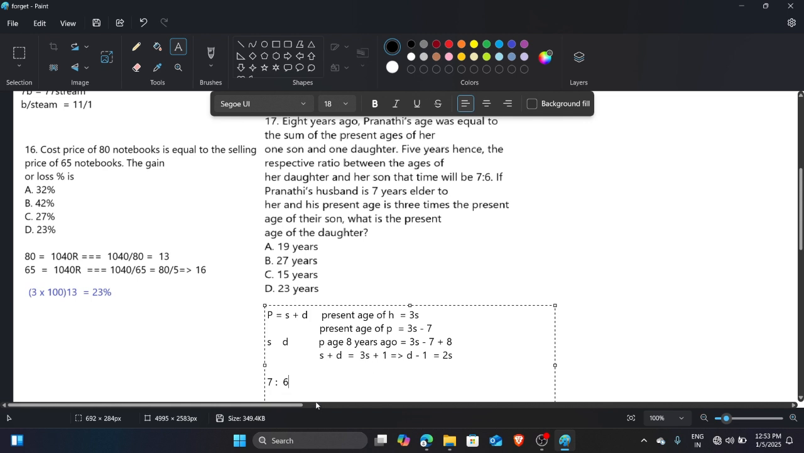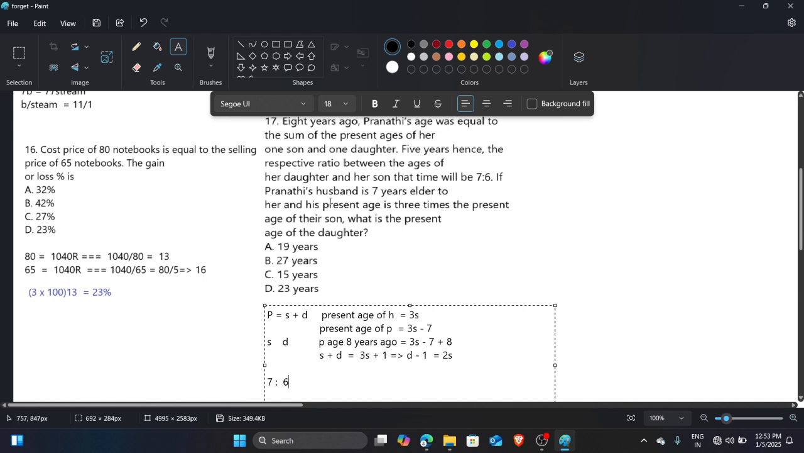Okay, so let me understand it. 8 years ago, Pranathi's age was equal to the sum of the present age of her one son and one daughter. 8 years ago, they are talking about 8 years past. The present ages are s plus d. And 5 years hence, the respective ratio between the ages of her daughter and her son is 7:6, so that we considered here. That also is considered here.